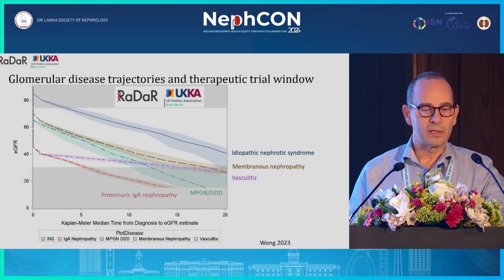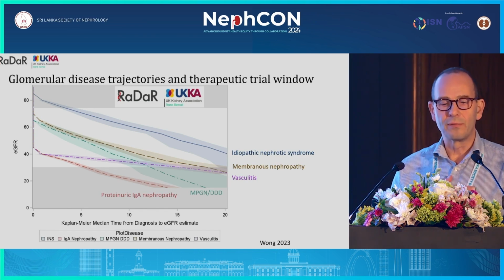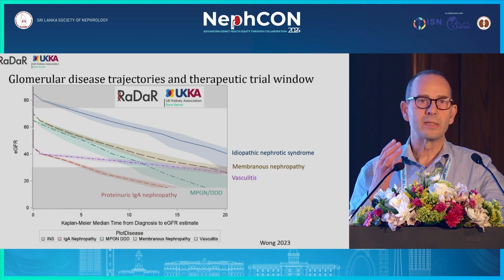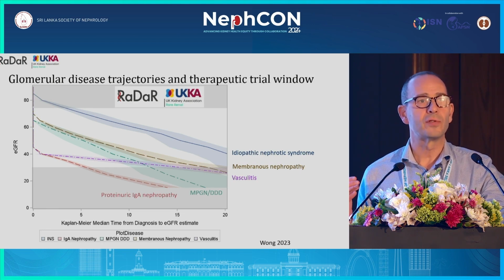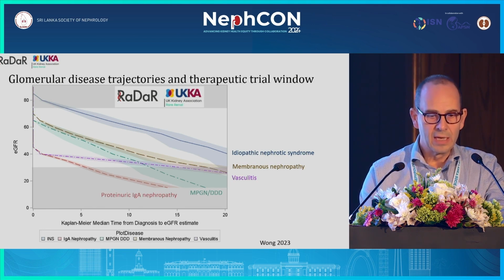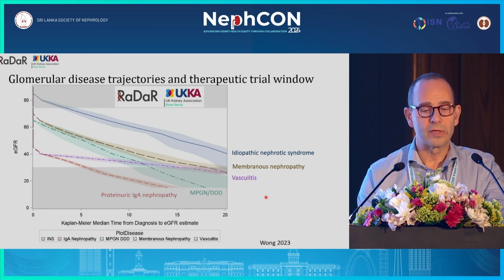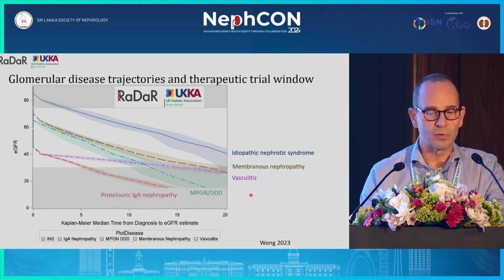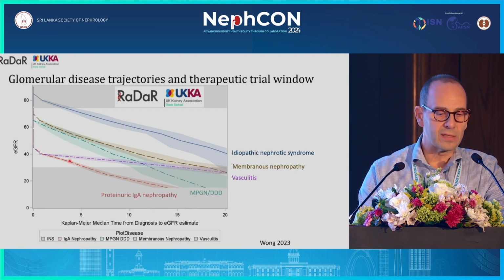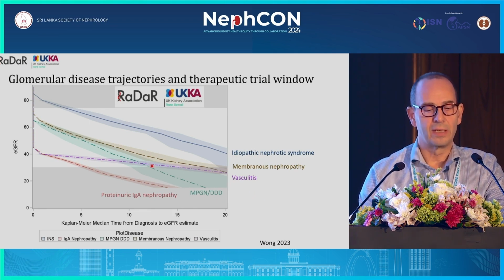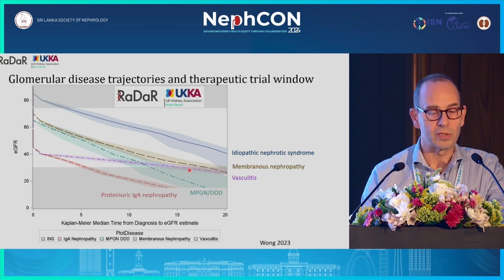And what these data look at is the progression of the time between diagnosis and the time that these patients reach an eGFR of 30. And what you can see is that a number of different conditions where I think we have had limited or not very good treatments show different rates of progression. Whereas in vasculitis, there's a fairly slow rate. It takes a longer time for those patients to reach an eGFR of 30.